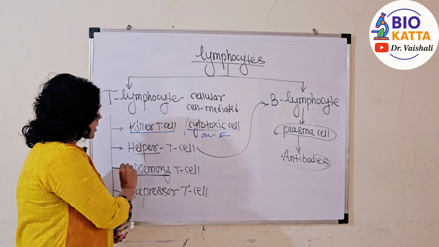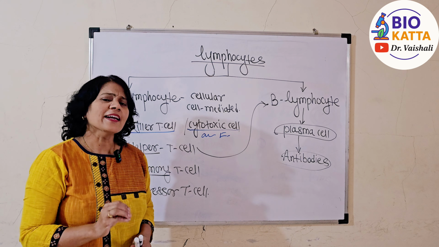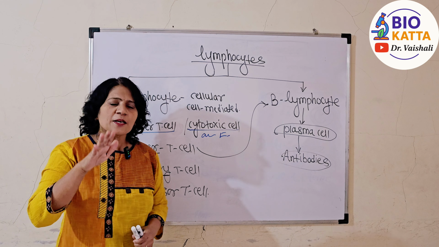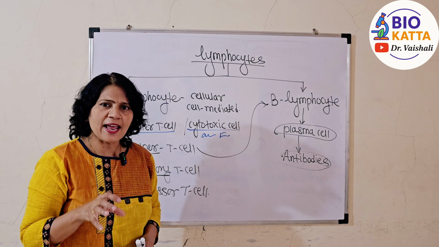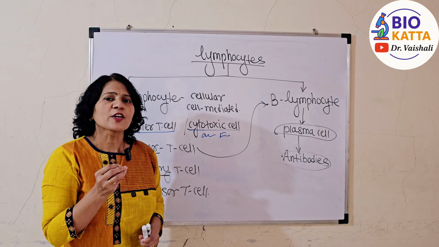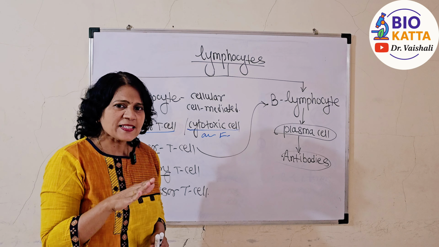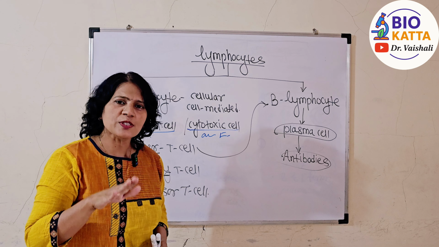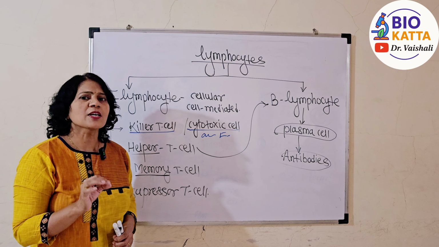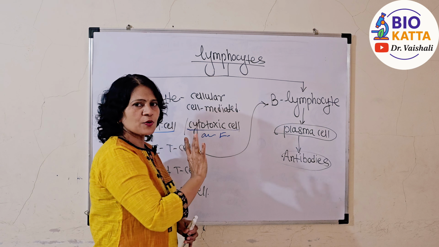Then the last type of T lymphocyte is called the suppressor T cell, and the function of this suppressor T cell is to suppress the inflammatory reaction, as the inflammatory response is a hyper response. So this cell helps to suppress that response, and that's why severe symptoms do not occur. Another type of lymphocyte is the B lymphocyte.